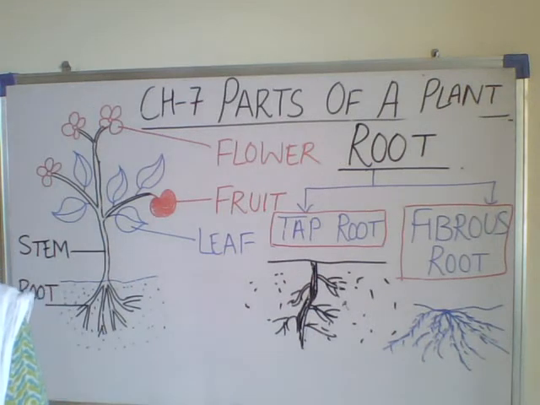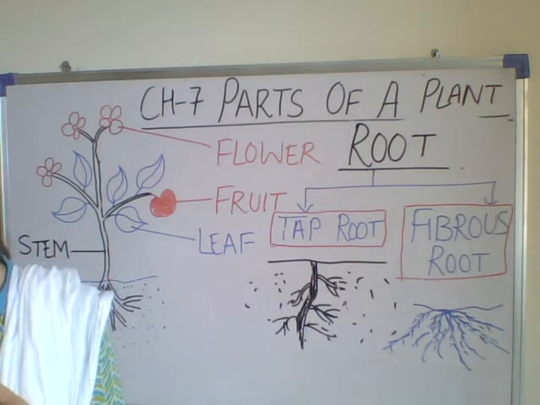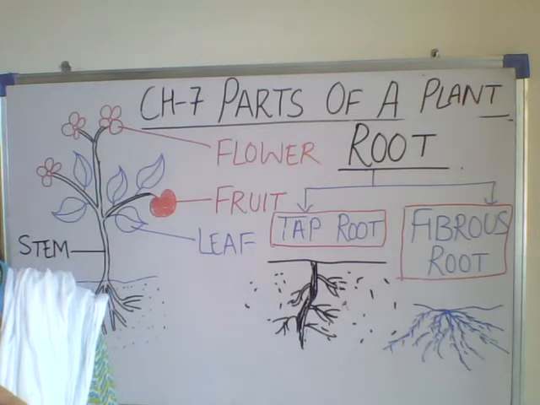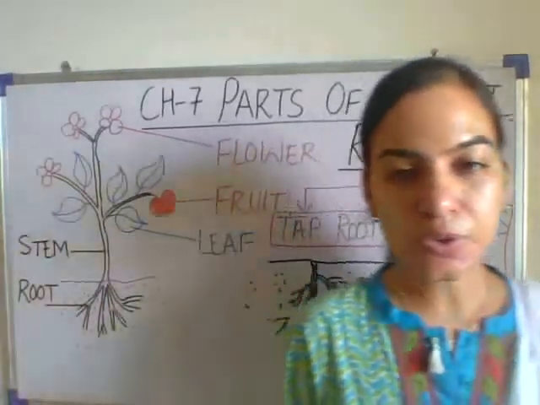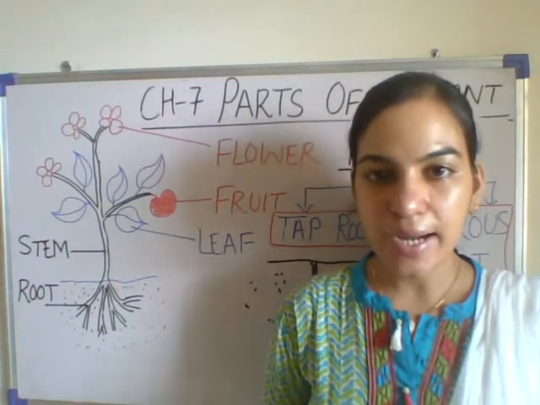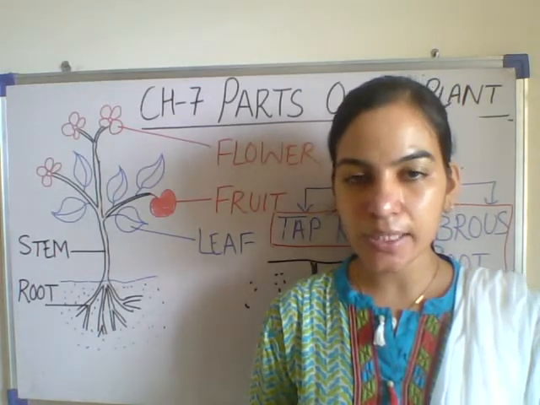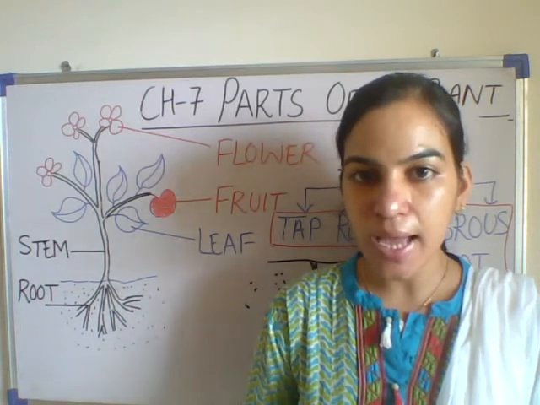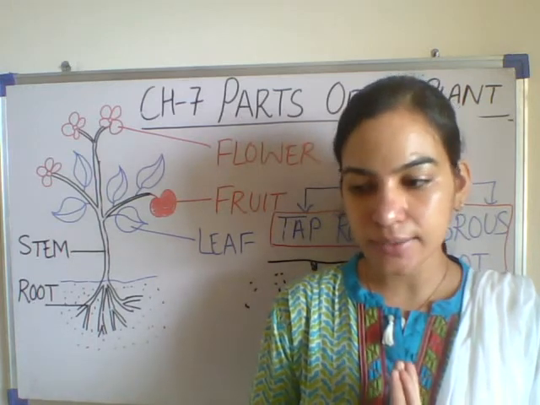The last point is roots of some plants store food. For example, carrot, radish, turnip and beetroot. Such roots are eaten as food by us. Like in winters we have carrot, radish, beetroot, turnip. These are all examples of roots. They grow below the ground. These roots store the food and they are used by us. They are a source of food for us.